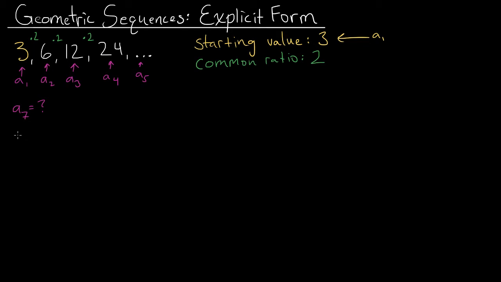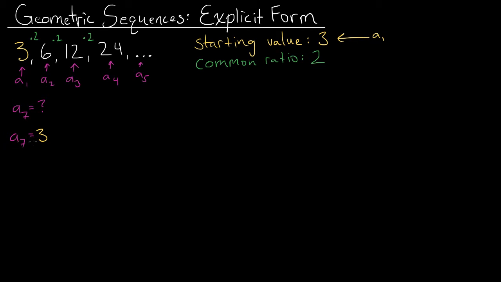Well, we could write out our starting term, or our starting value, which is 3. And then notice that in order to get to the next step in the sequence, we're multiplying by 2 at each step. And so in order to get to our second term, we multiply by 2. In order to get from our starting value to our third term, we multiply by 2 two times. And to get to our fourth term, we multiply by 2 three times, and so on.